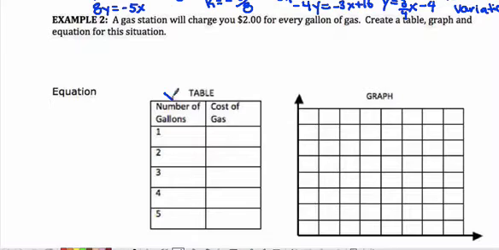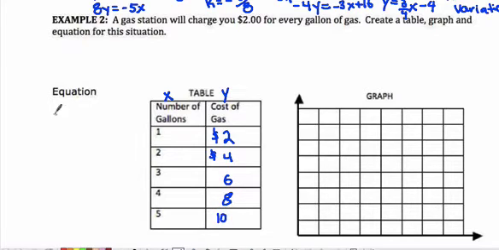So in my table here, I have an x and I have a y. For 1 gallon of gas, my total cost of gas is going to be $2. If I get 2 gallons of gas, my total cost of gas is going to be $4. And it keeps going up. So as my x goes up, my y goes up. So I go 2, 4, 6. This is going to be 8. And this is going to be 10.